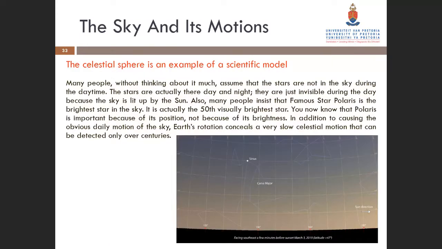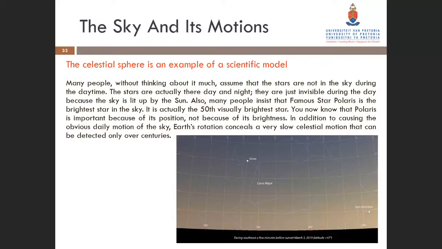So a celestial sphere is an example of a scientific model. Many people, without thinking about it much, assume that the stars are not in the sky during the daytime. The stars are actually there day and night. They are just invisible during the day because the sky is lit up by the sun. Also, many people insist that the famous star Polaris is the brightest star in the sky. It is actually the 50th visually brightest star. You now know that Polaris is important because of its position, not because of its brightness.